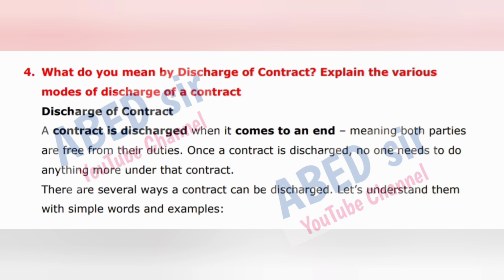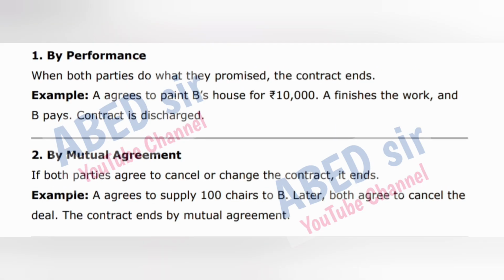There are several ways a contract can be discharged. Let's understand them with simple words and examples. 1. By performance. When both parties do what they promised, the contract ends. Example, A agrees to paint B's house for 10,000 rupees. A finishes the work and B pays.